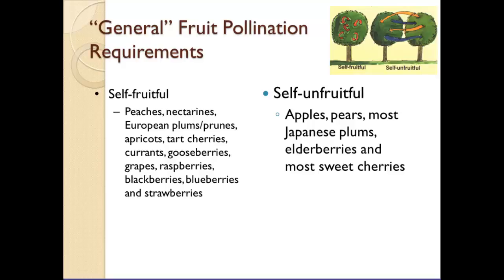Now, when I say most, that should imply to you that there are exceptions to every rule, and there are. So, in other words, there are apples that are partially self-fruitful, there are pears that are partially self-fruitful, and there are examples of sweet cherries that are fully self-fruitful. And really this comes down to working with your nursery. They usually have pollination guidelines that tell you what will pollinate each other.